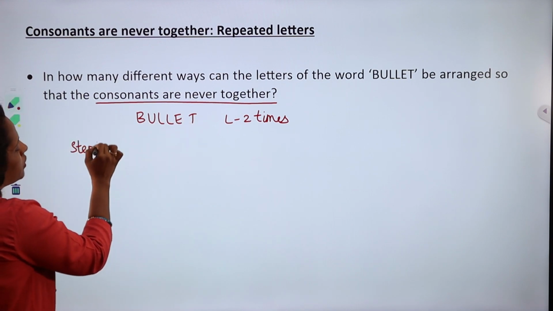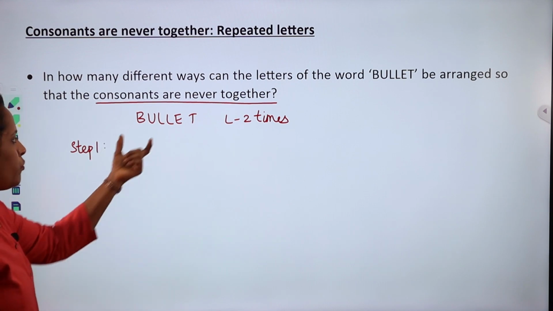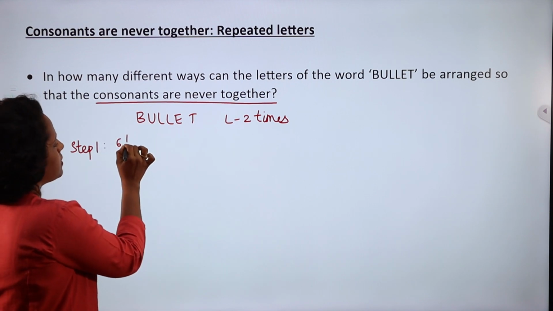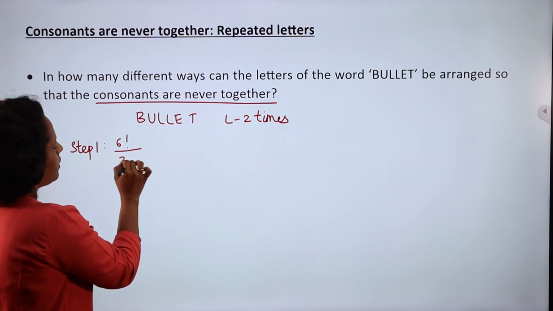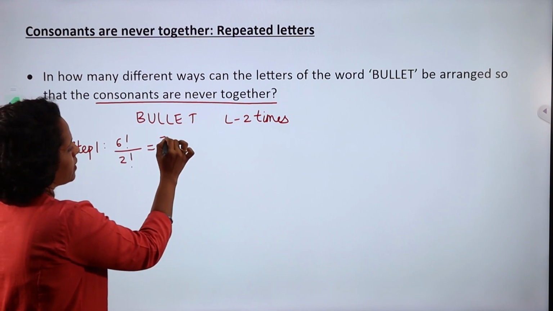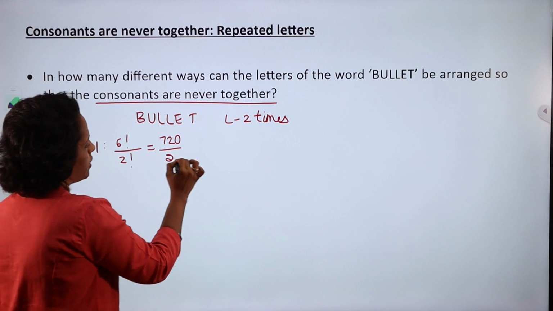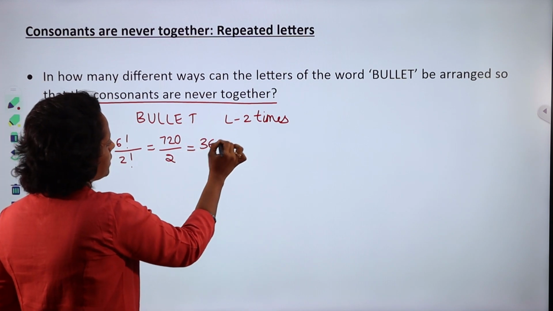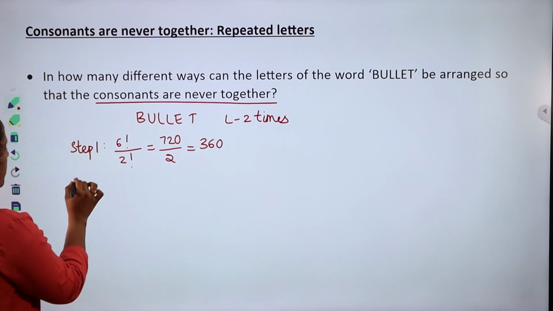Step 1. Total number of words that can be formed using these 6 letters is 6 factorial divided by 2 factorial. 6 factorial is 720. 2 factorial is 2, which will be 360. Step 2.